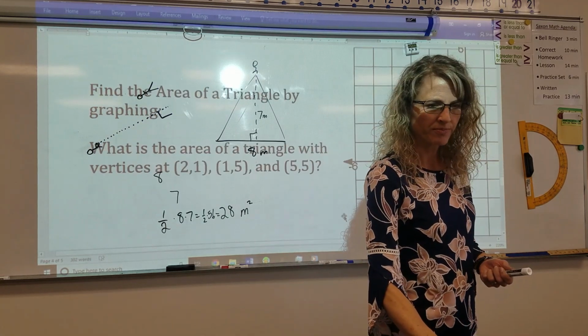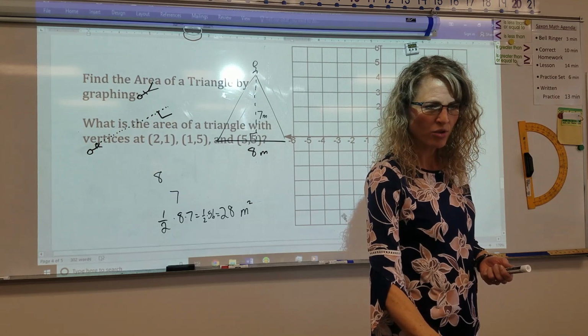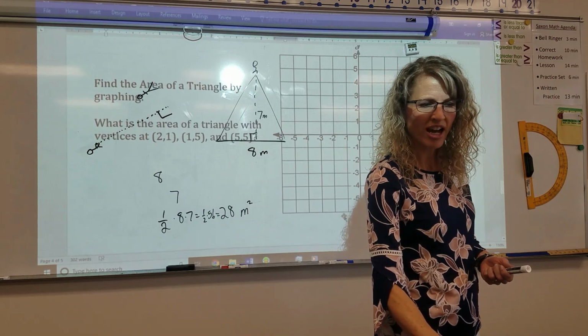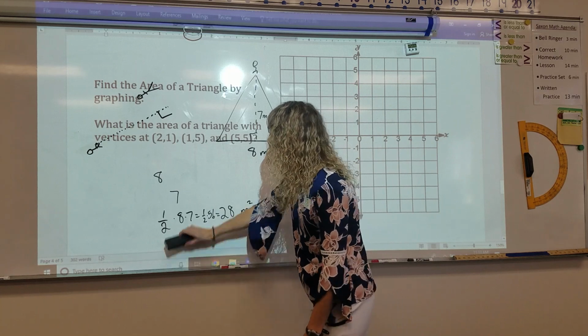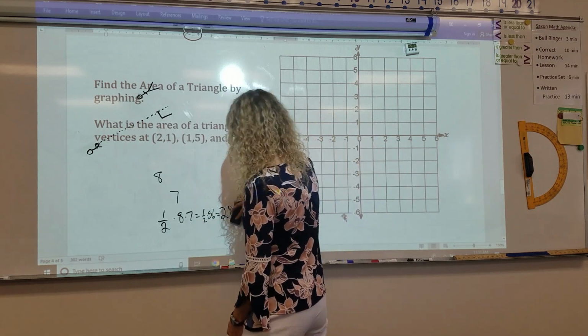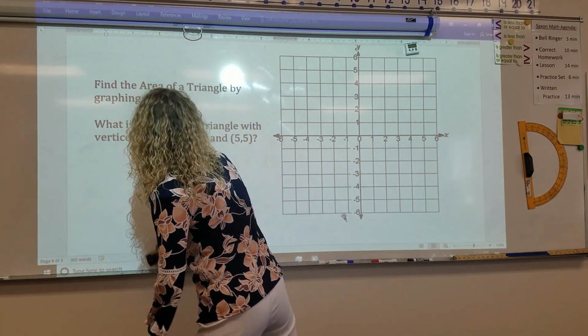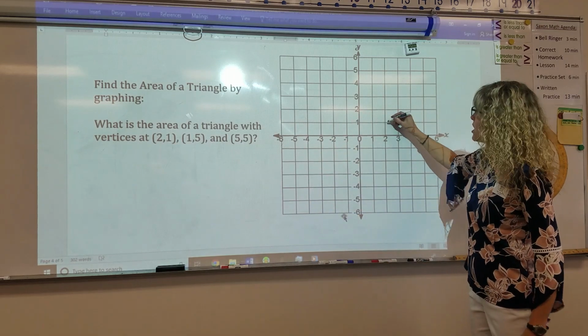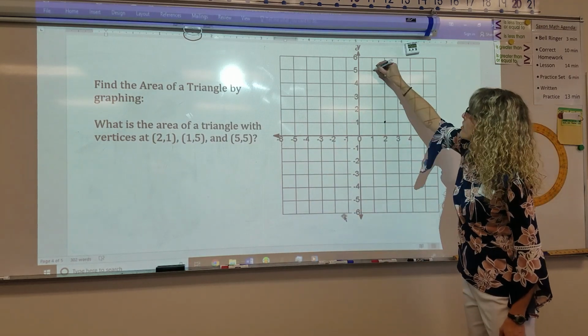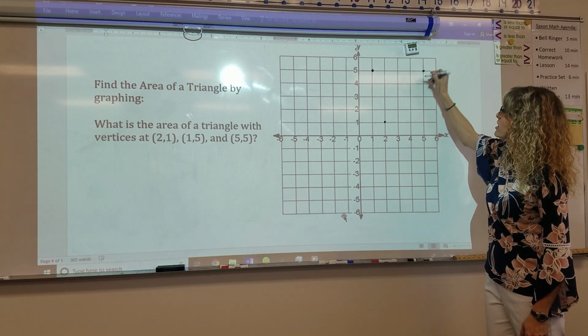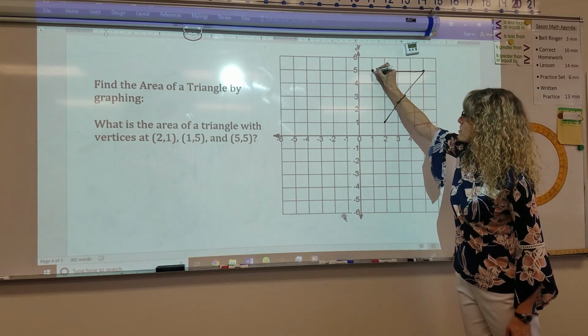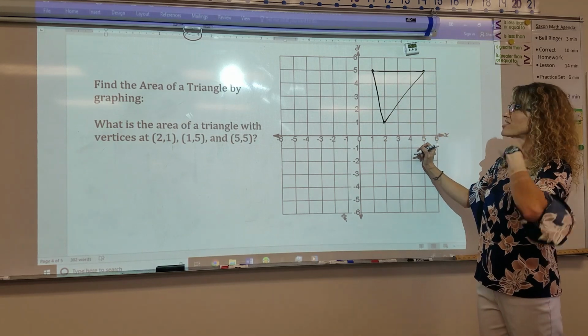Okay, last question is graphing. You think, what's in course 3 that's kind of newer and maybe a higher level than in course 2? We're going to take a triangle, we're going to solve it graphically. I'm going to try to go fast. All right, 2, 1, let's plot this triangle. 1, 5 up here, 5, 5 up here. Let's draw the pieces to it. The question is, what's the area?